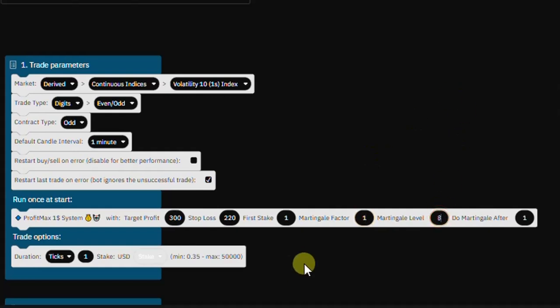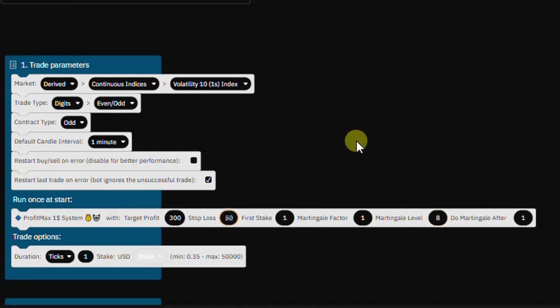And the reason why this bot is called the ProfitMax $1 system is because you can actually make some profits with an initial stake of $1, but then of course martingales will take place once you lose, and in so doing you should be able to at least make some profits. Okay, so let us target making $50.